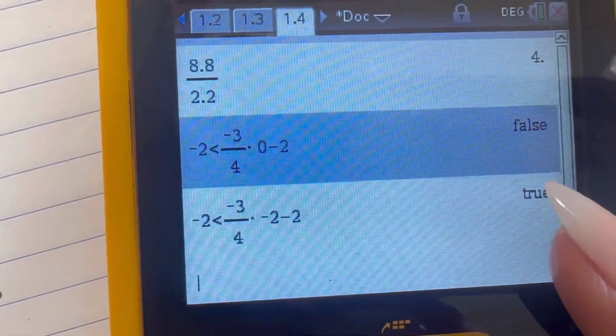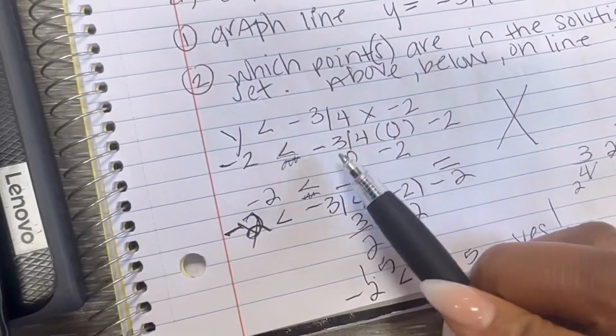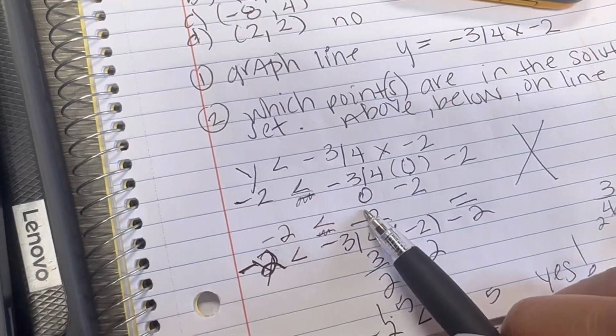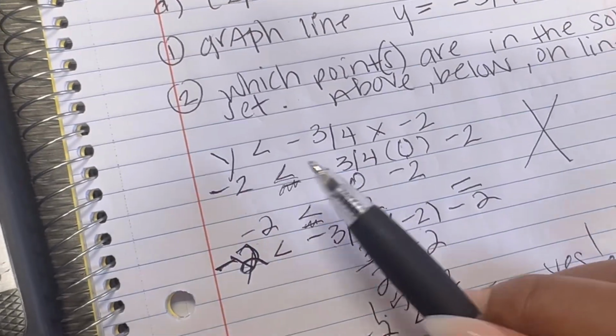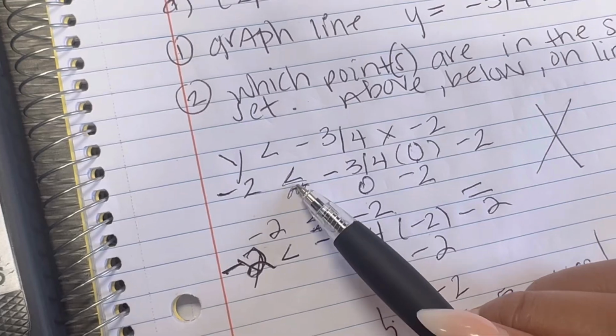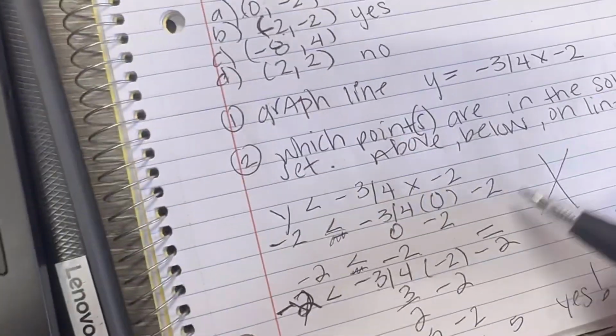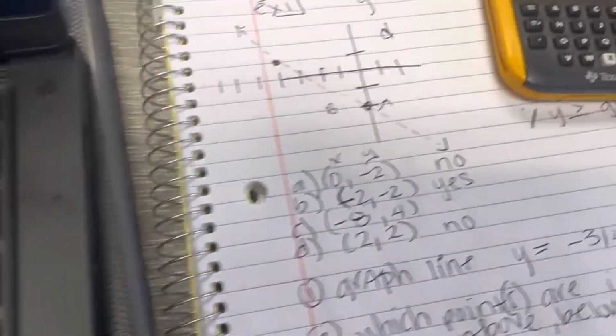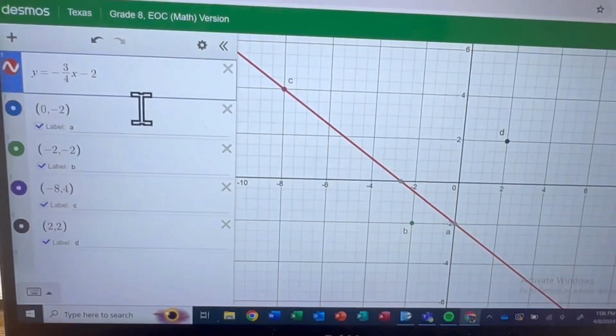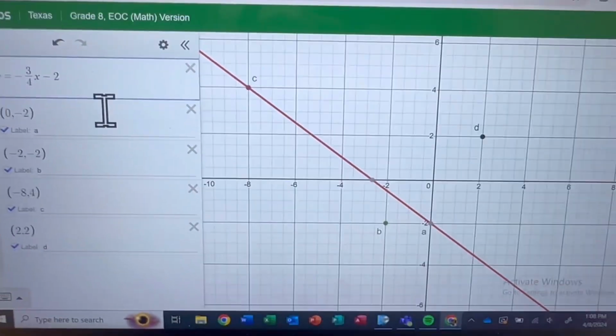To be honest, by the time you type all that out, you could have done it in your head, especially this one, right? Negative 3/4 times 0 is 0. 0 minus 2. Negative 2 is not less than negative 2. It's not true. It's equal to it, right? So that's why A is not correct. So either way, or you can just graph it and visually see it. So that's how you do these problems.